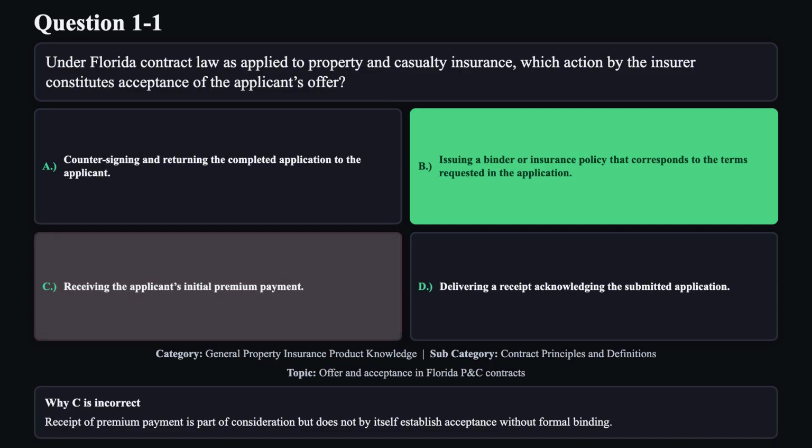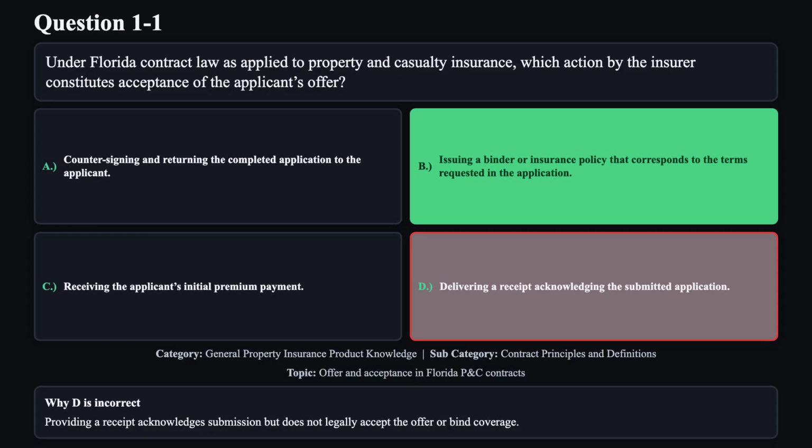Reason C is not correct. Receipt of premium payment is part of consideration, but does not by itself establish acceptance without formal binding. Reason D is not correct. Providing a receipt acknowledges submission but does not legally accept the offer or bind coverage.